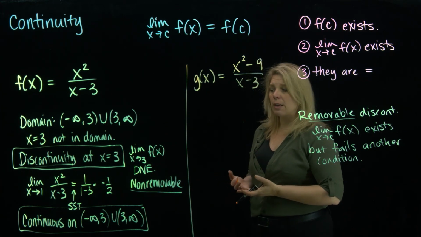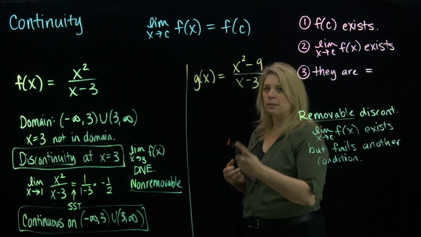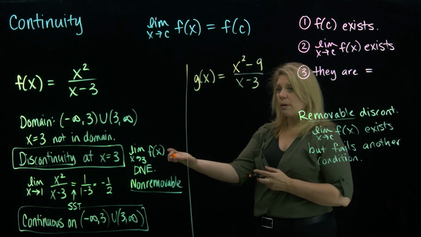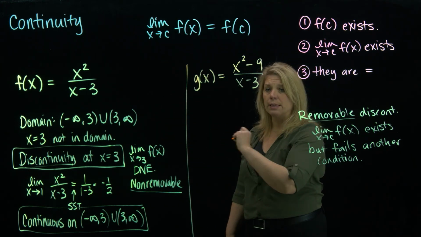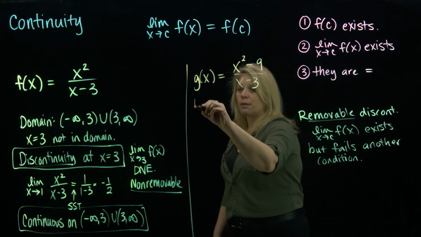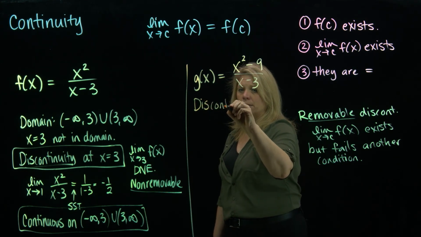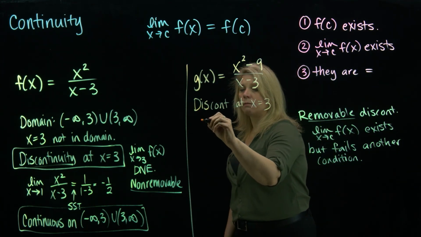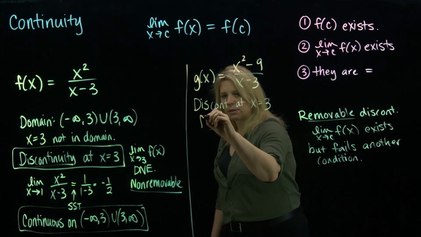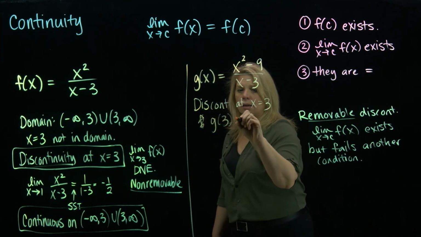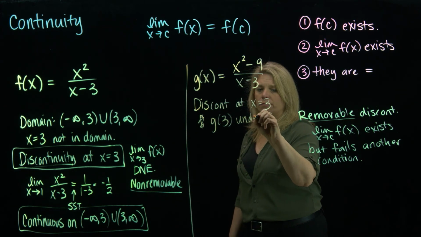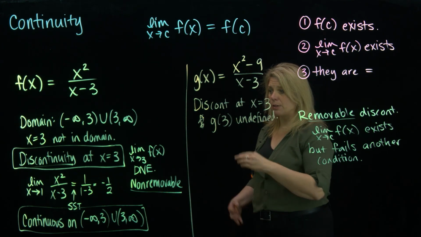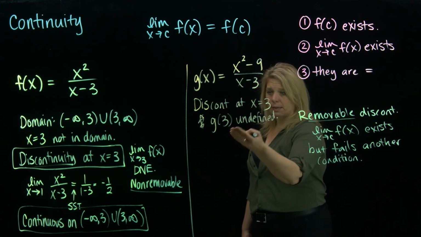All right, this function has the same domain as the function we just looked at. That's really about the fact that the denominator would be 0 if I tried to plug in x equals 3. So we still have the same domain. x equals 3 is not in the domain of this function either. So this function also has a discontinuity at x equals 3 because g of 3 is undefined, does not exist. So that function is discontinuous at x equals 3 because g of 3 is undefined. I can't plug in 3. 3 is not in the domain.